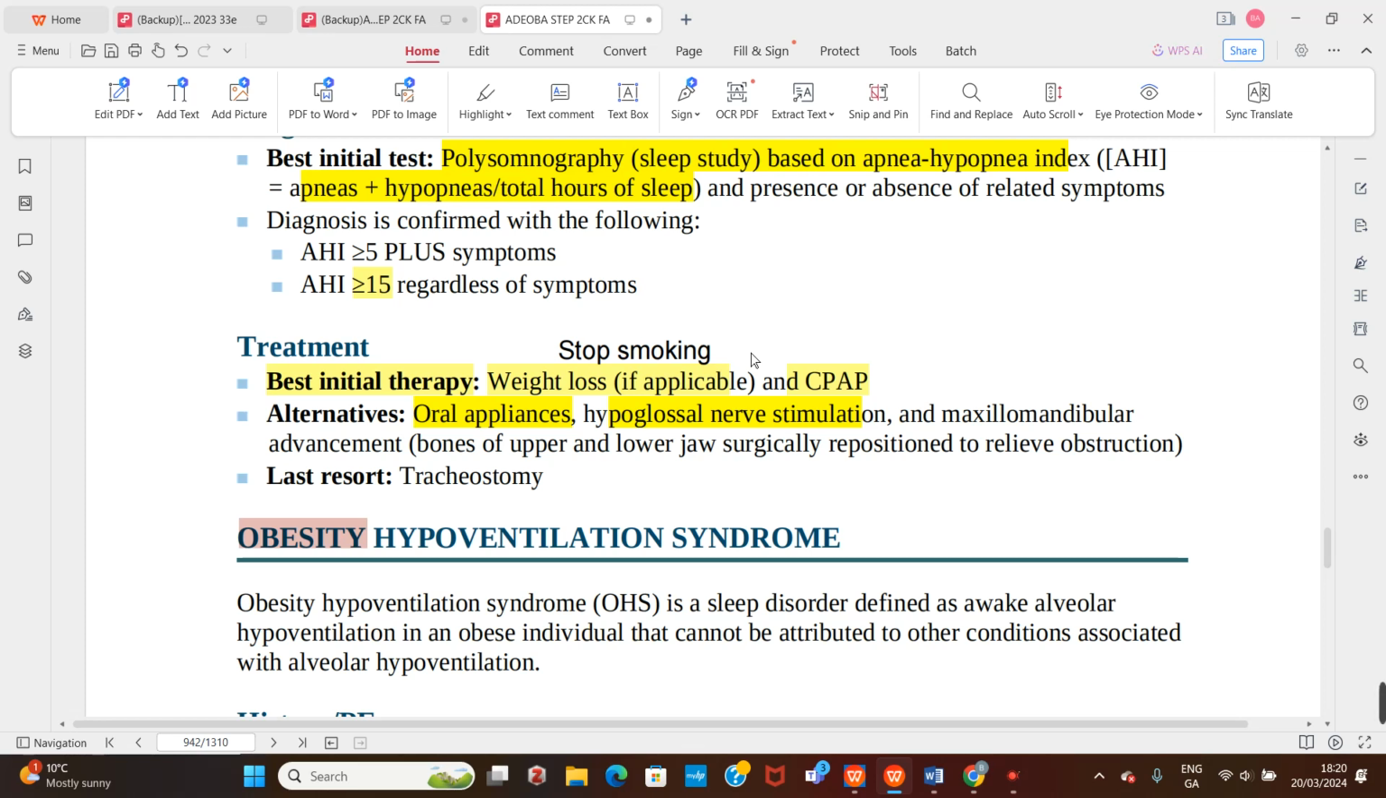If this fails, we can give them oral appliances. We can tell them to wear some braces, which is going to protrude the jaw so that we can widen the diameter of the airway. We can do hypoglossal nerve stimulation, stimulating the tongue to bring the tongue forward. Or we can do some surgeries, maxillomandibular advancement surgeries, to reposition the lower jaw so that you can relieve that obstruction. And the last resort, if everything fails, is to do the tracheostomy.